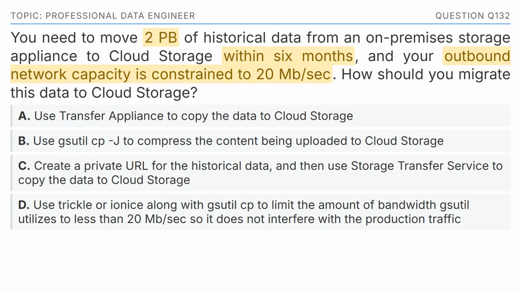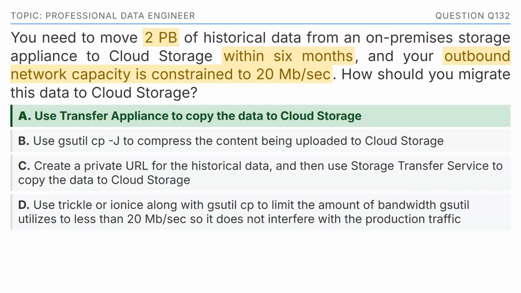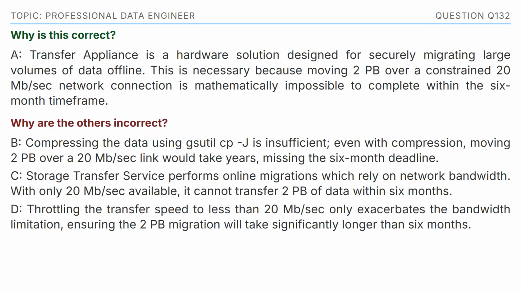To arrive at the correct answer, we focus on the keywords: 2 PB, within 6 months, outbound network capacity is constrained to 20 megabits per second. The correct answer is option A, use transfer appliance to copy the data to cloud storage. Why is this correct? A. Transfer appliance is a hardware solution designed for securely migrating large volumes of data offline. This is necessary because moving 2 PB over a constrained 20 megabits per second network connection is mathematically impossible to complete within the 6-month timeframe.